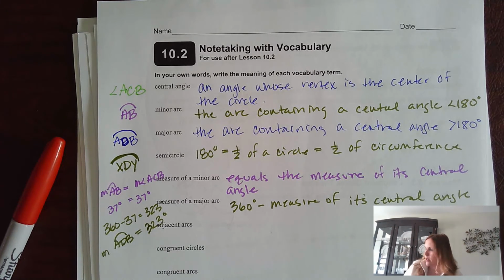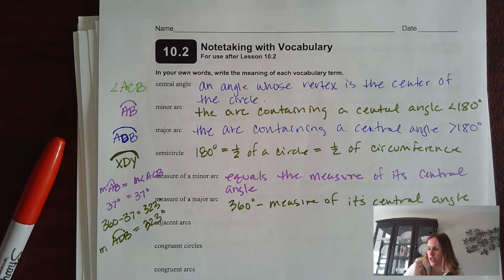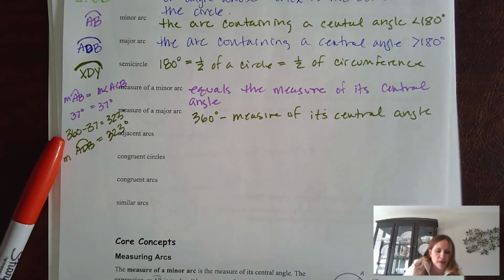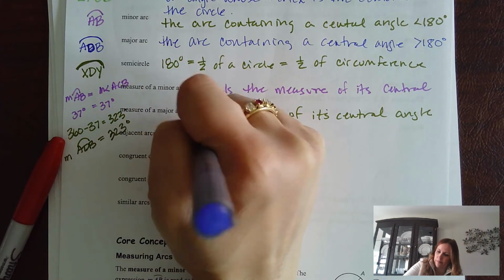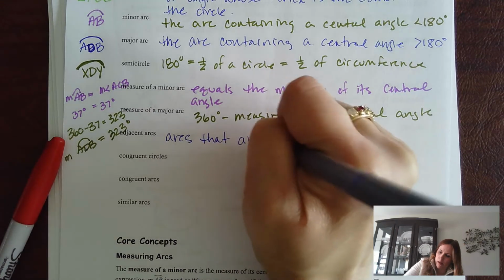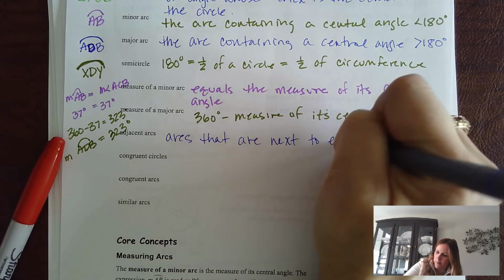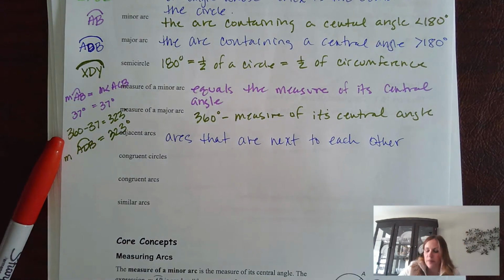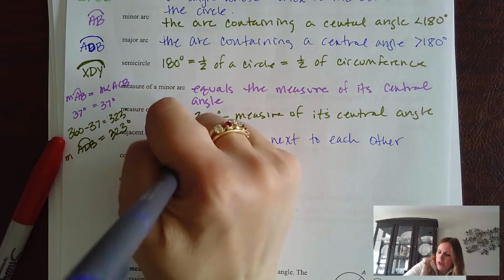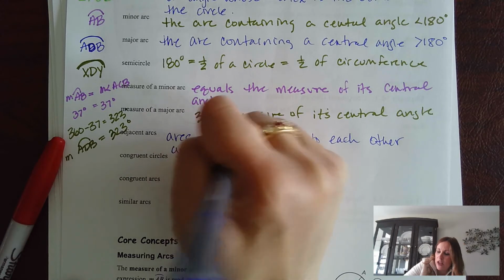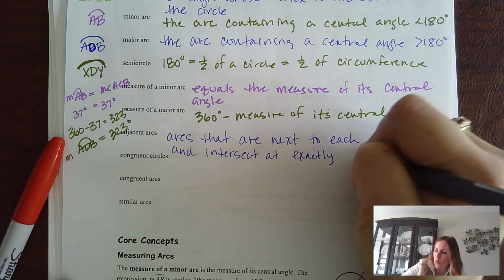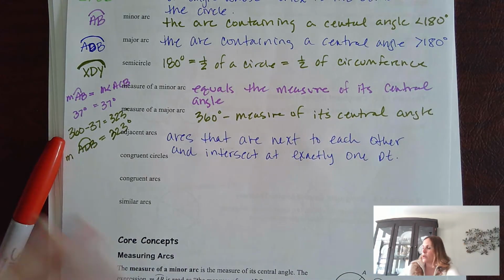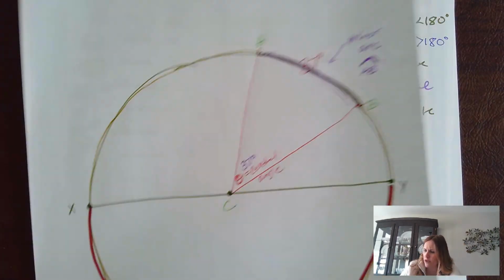All right, adjacent arcs. So adjacent arcs, kind of like the definition of adjacent angles, are arcs that are next to each other. They're connected. But importantly, I want you to add to it: they intersect at exactly 1 point.